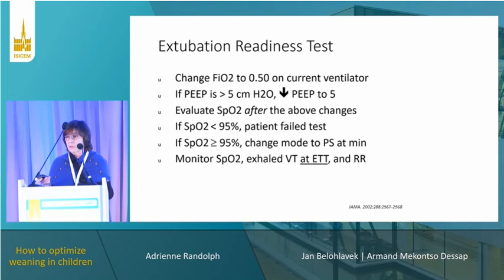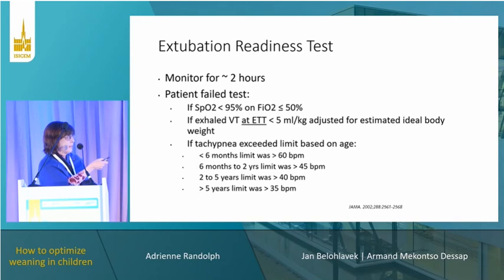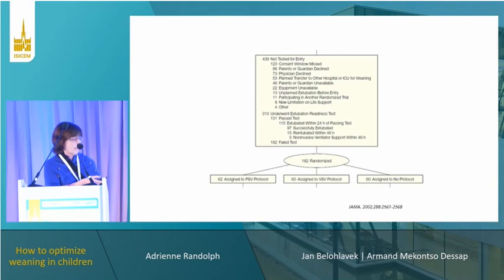So we would monitor them for 2 hours, and we had tachypnea limits based on age as to whether they failed. And so one thing that we learned, we also, before this, had randomized them into one of three arms for weaning: pressure support, volume support.